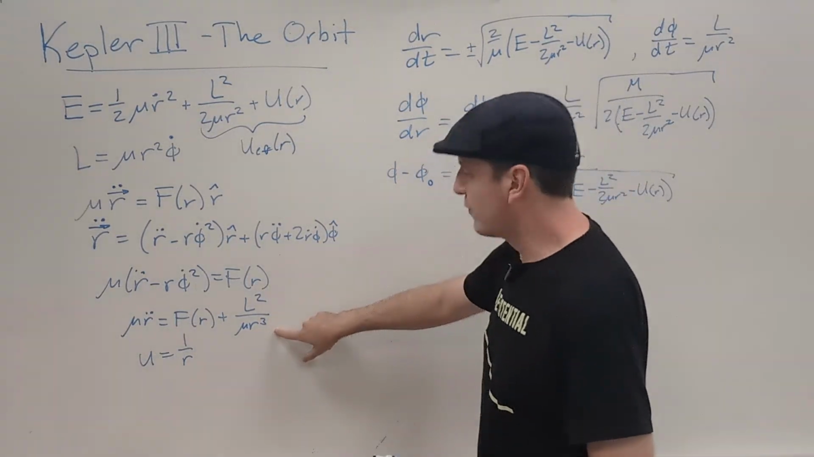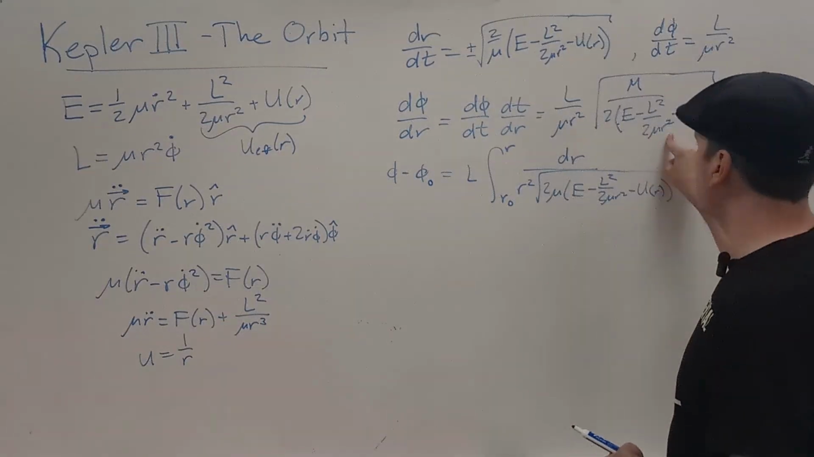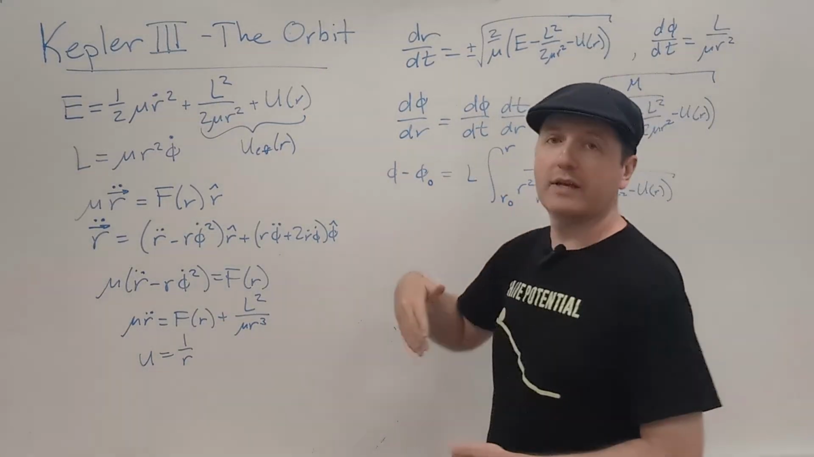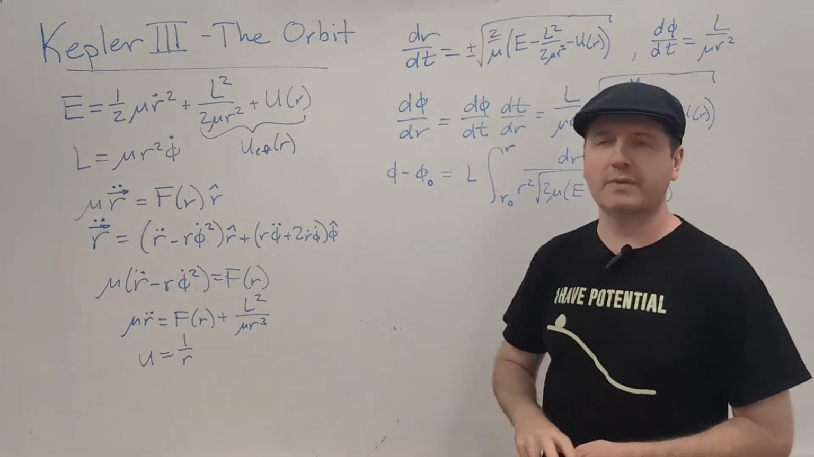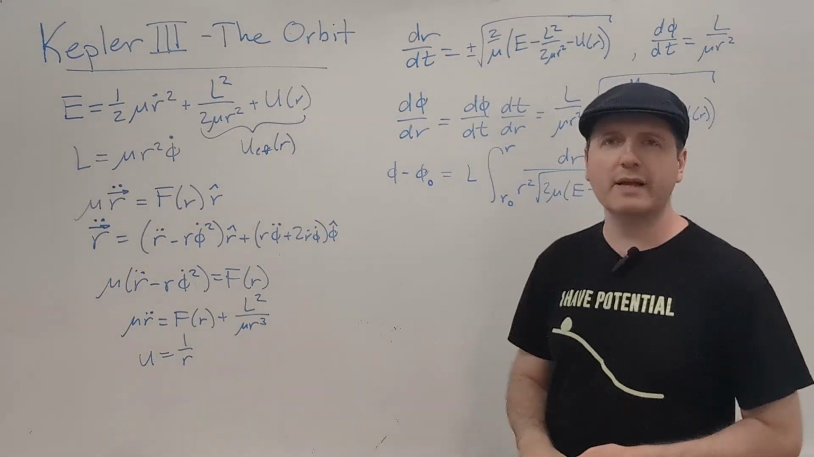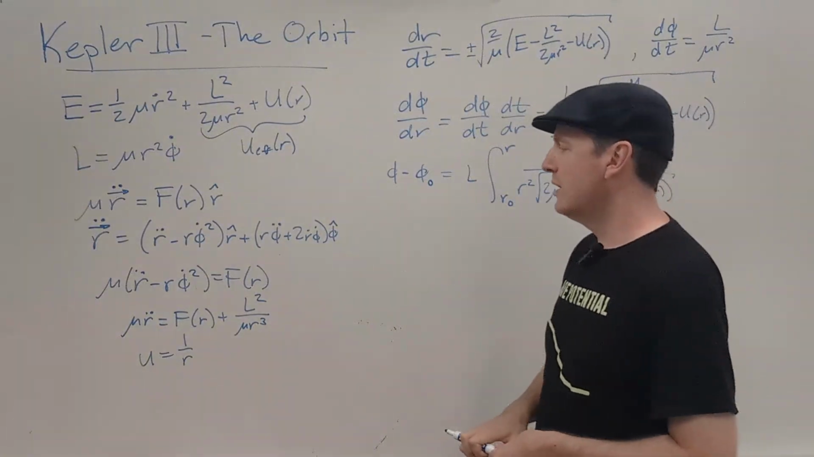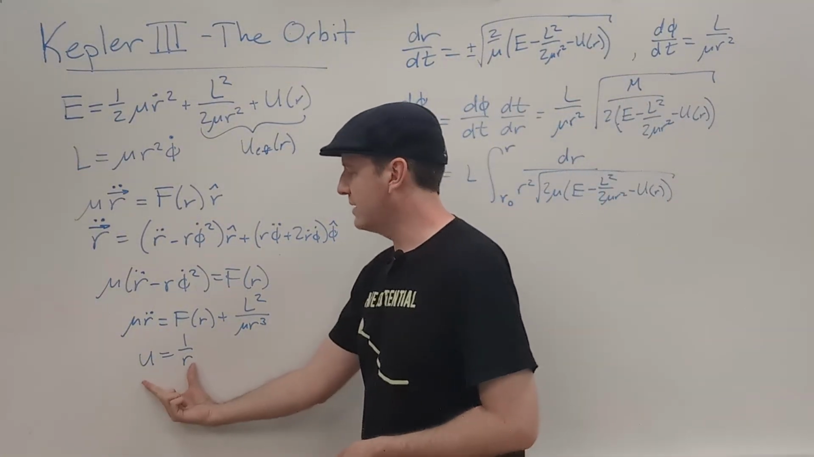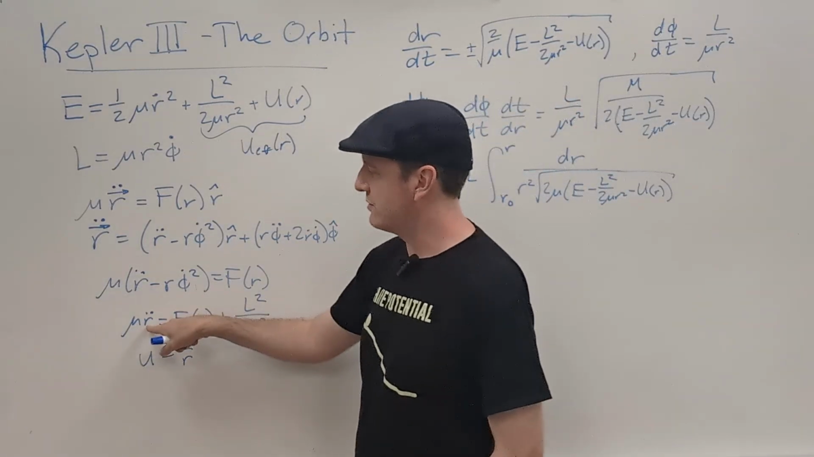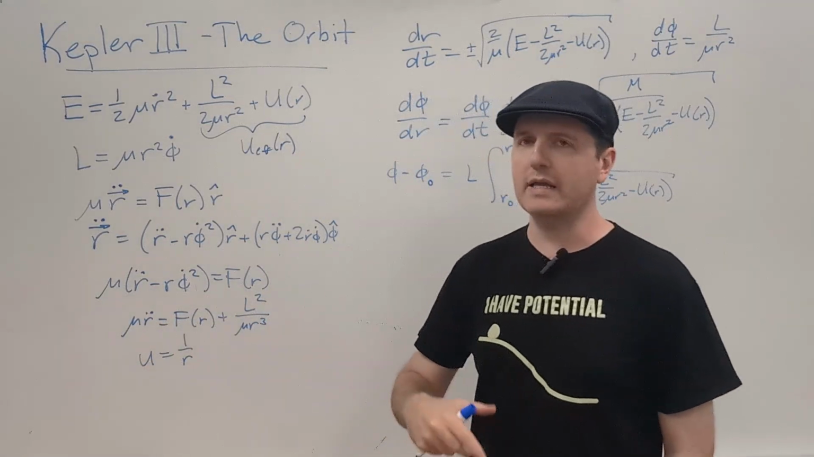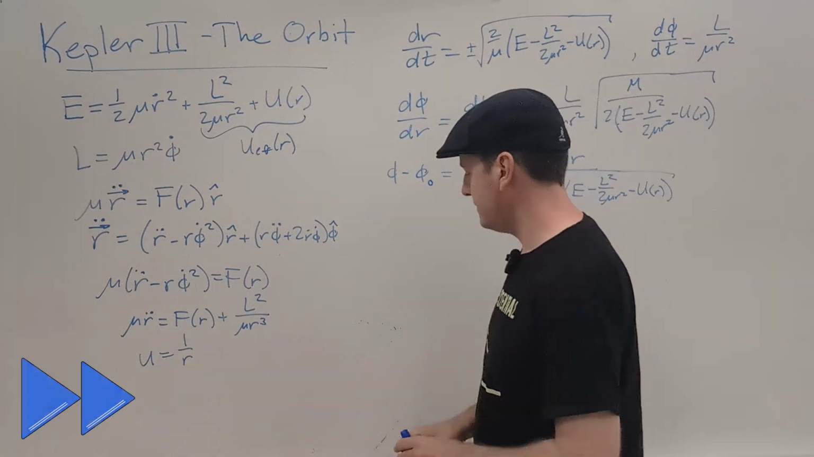I've got a 1 over r cubed here. I've got a 1 over r squared here. In the Kepler equation, for example, this u of r is 1 over r. It has something with 1 over r. Reciprocals seem to make a big deal here. Let's go ahead and make that substitution. And then let's see how we might be able to change this time derivative to an angular derivative.